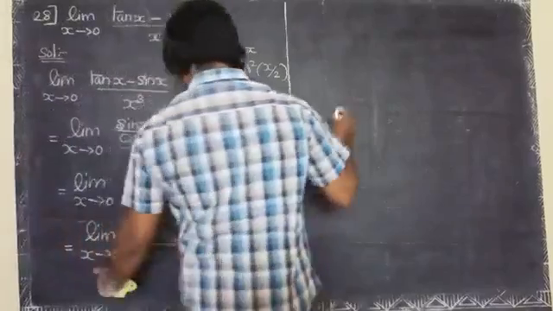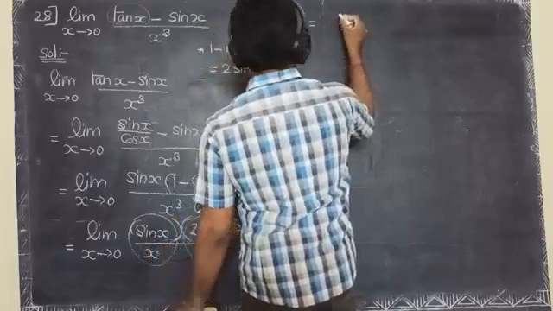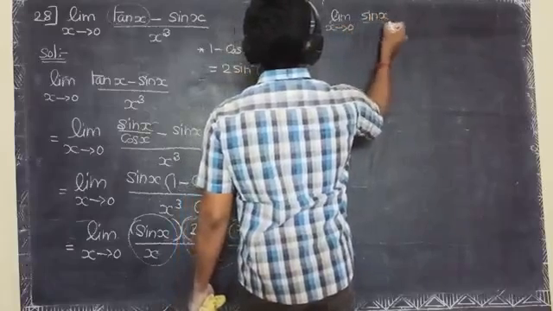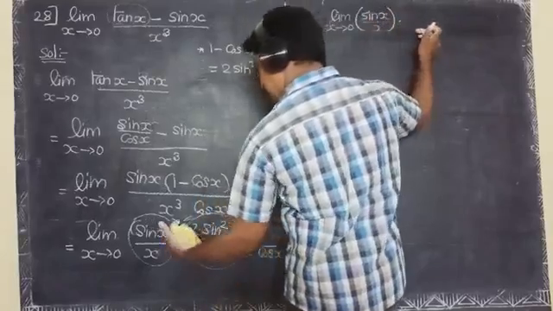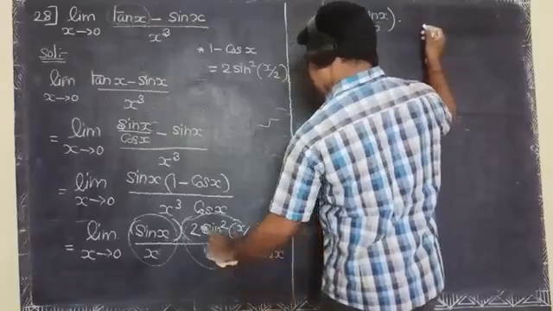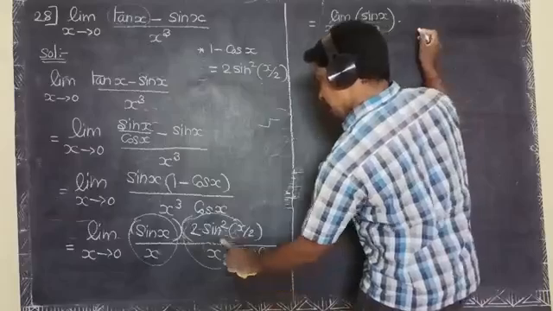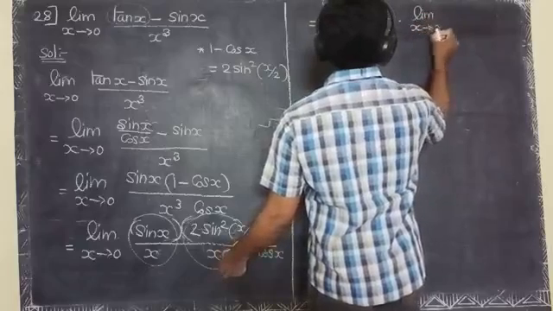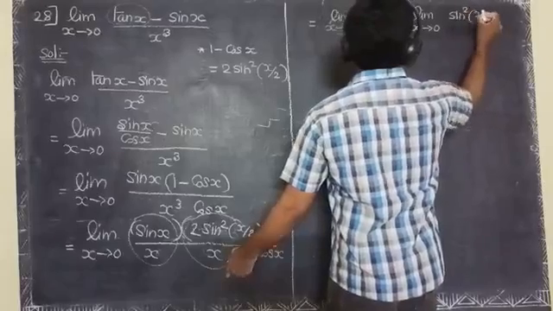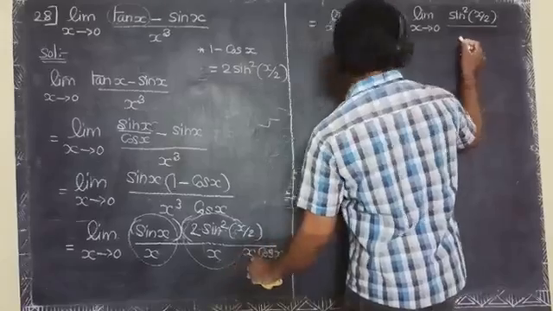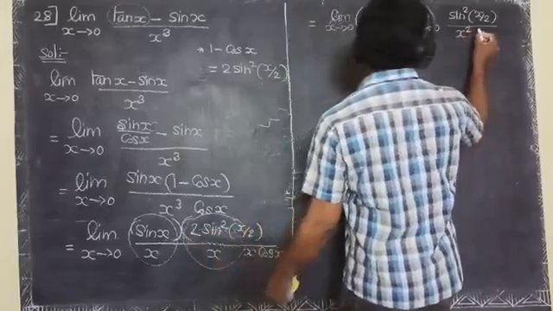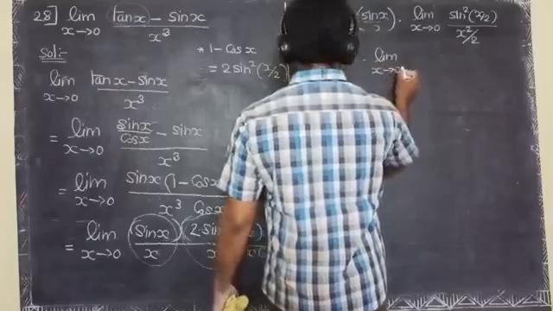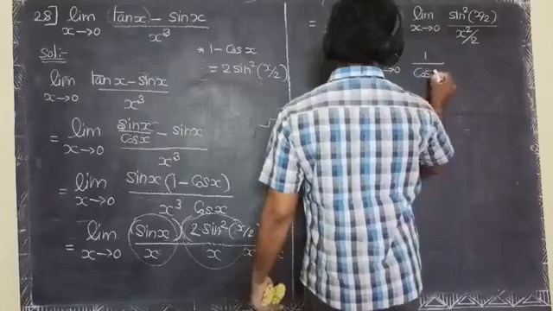So grouping the functions: limit x approaches 0 of sin x divided by x, into 2 sin square (x by 2) divided by x into x, which is x square. 2 can be written as x square divided by 2. Finally, limit x approaches 0, the last function is 1 divided by cos x.